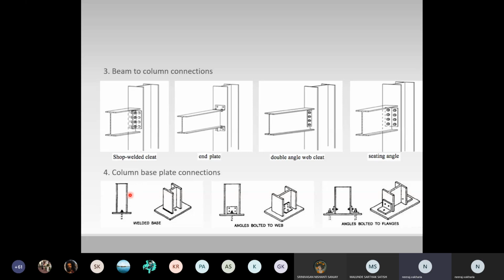So we create an RCC pedestal which comes a bit above the ground, and then we use a base plate. We connect the base plate to it, and the column or further members to that.